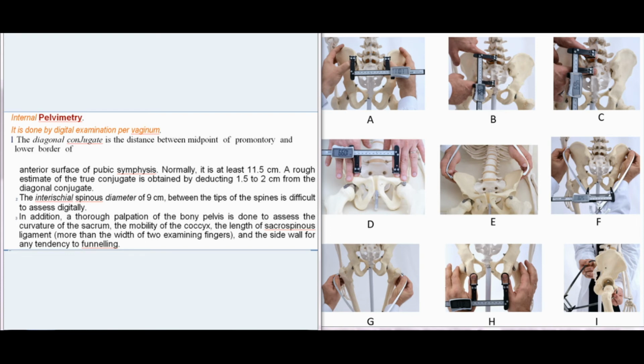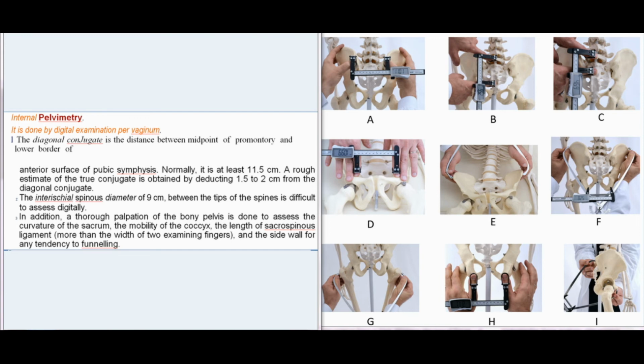1. The diagonal conjugate is the distance between the midpoint of the promontory and the lower border of the anterior surface of the pubic symphysis. Normally, it is at least 11.5 centimeters. A rough estimate of the true conjugate is obtained by deducting 1.5 to 2 centimeters from the diagonal conjugate. 2. The interischial spinous diameter of 9 centimeters, between the tips of the spines, is difficult to assess digitally.